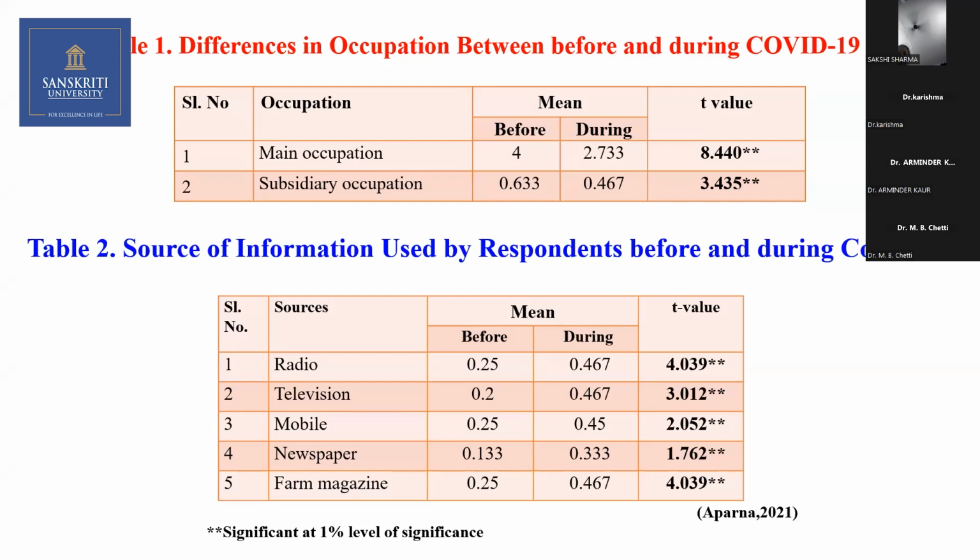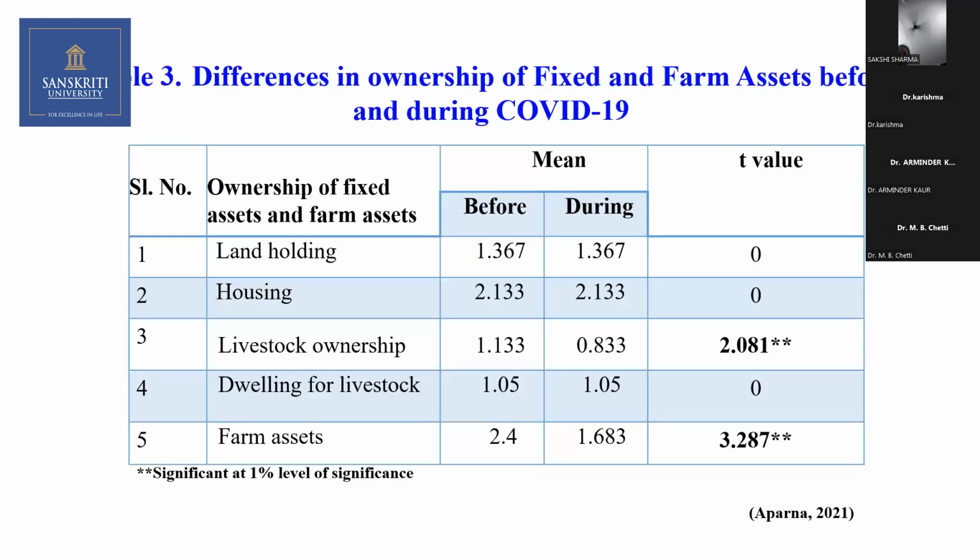Their occupation has decreased because they used to sit at home only, they could not go out, they could not do anything because of COVID. But use of all this media like radio, television, mobile, newspaper, farm magazine, all this have been increased. You can look into the T value 4.03, 3.01. So you can say that during COVID, they used to sit at home and use all this media like radio, television, mobile, newspaper, even the ladies, which is highly significant.